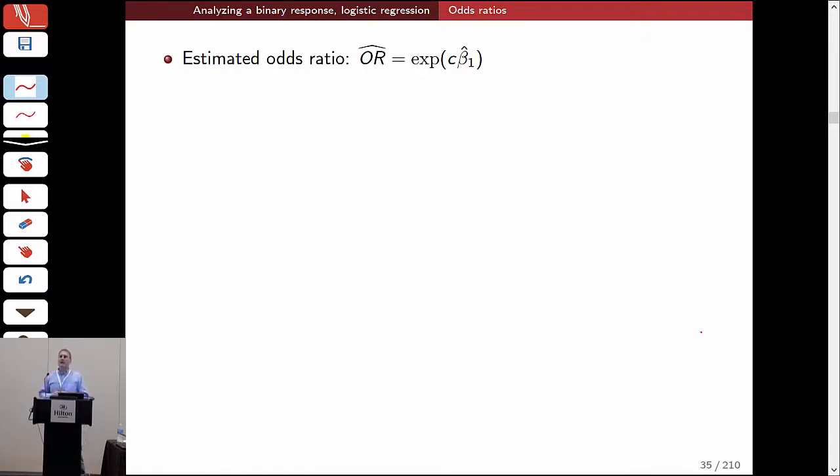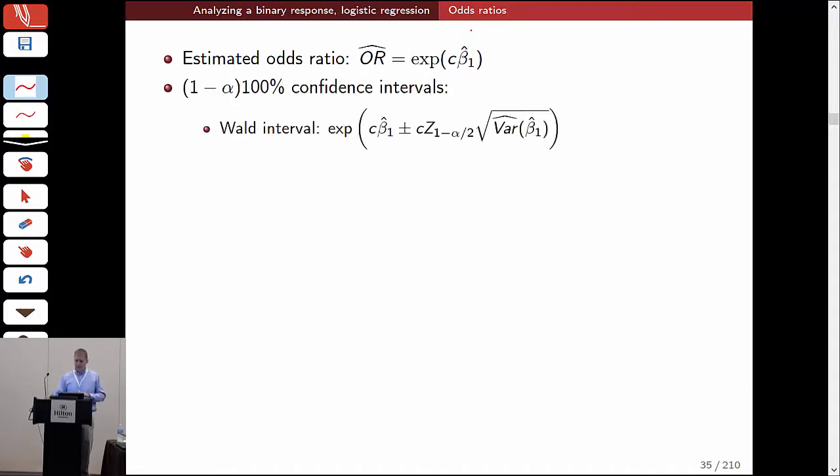How do I estimate this odds ratio? Well, wherever you see a parameter, put a hat on top of it. So if I put a hat on top of the beta 1, then I get the maximum likelihood estimate for the odds ratio in this logistic regression context. I can then form 1 minus alpha times 100% confidence intervals as well.